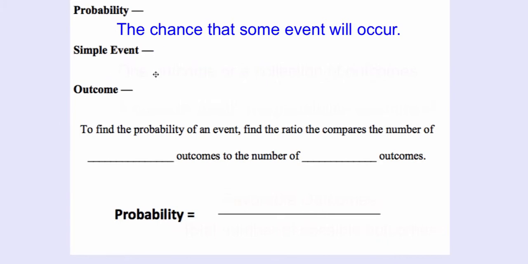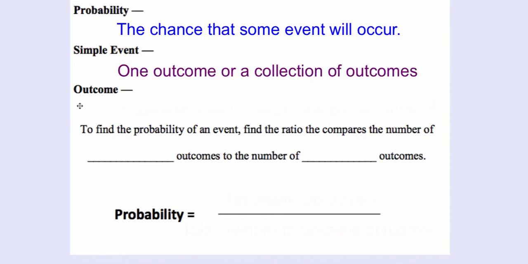A simple event is one outcome or a collection of outcomes. So basically just doing one thing and trying it as a trial. What would happen if I roll a die or I flip a coin? That's a simple event, something where we know the outcomes.